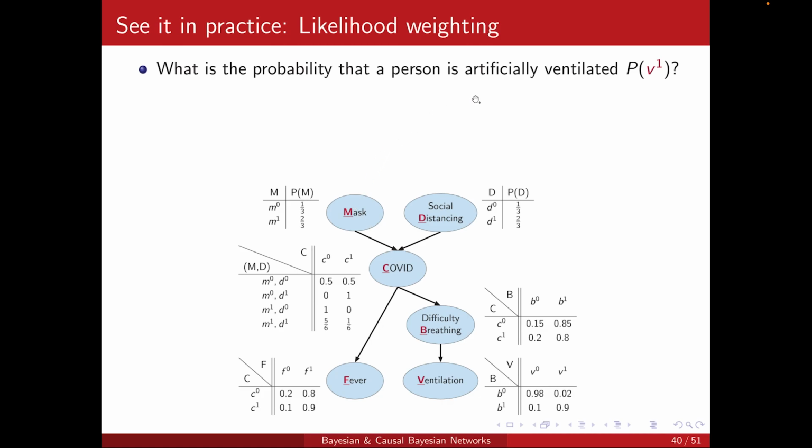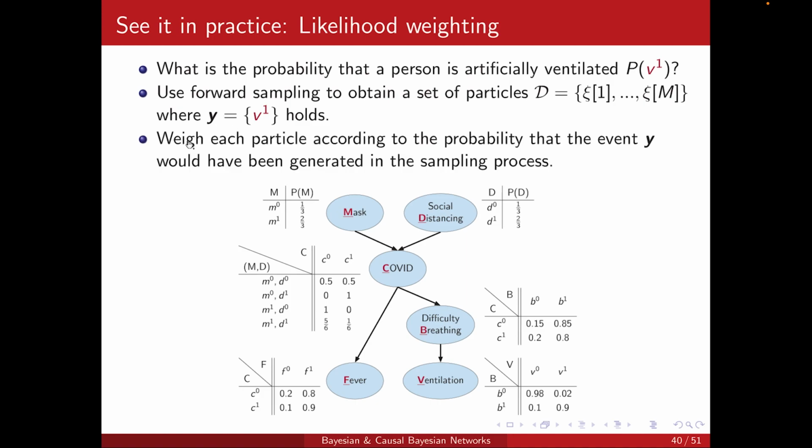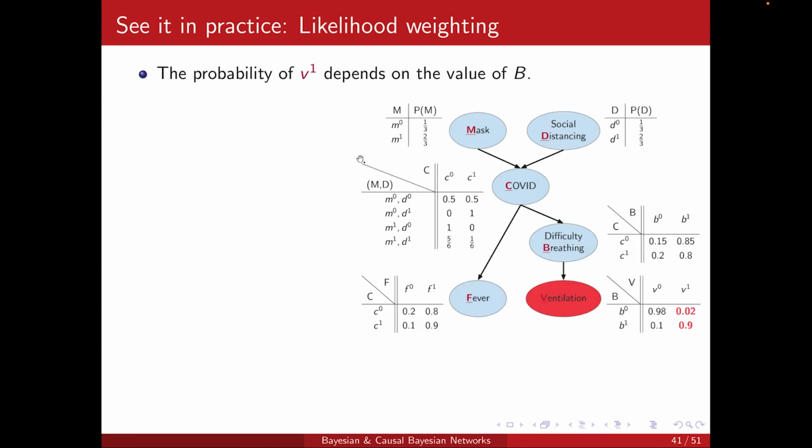What is the probability that the person is artificially ventilated? So P of V1. Now use forward sampling to obtain a set of particles, say M, with event variable y, and then weigh each particle according to the probability that the event y would have been generated in the sampling process. So what do we mean by that?